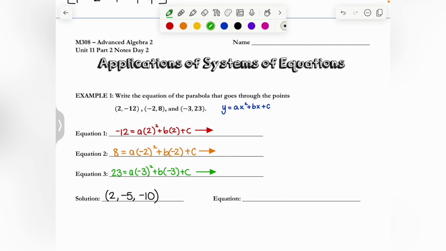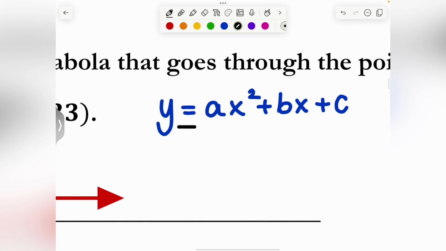Class, so this is our notes, Unit 11, Part 2, Day 2, Applications of Systems of Equations, so word problems. The first example in your notes is something that we talked about yesterday. I just wanted to recap what we talked about at the end of the period. It's a problem that says write the equation of a parabola that goes through the following points, and it gives you 3 points. Just as a reminder, we're going to use this formula to write our 3 equations.